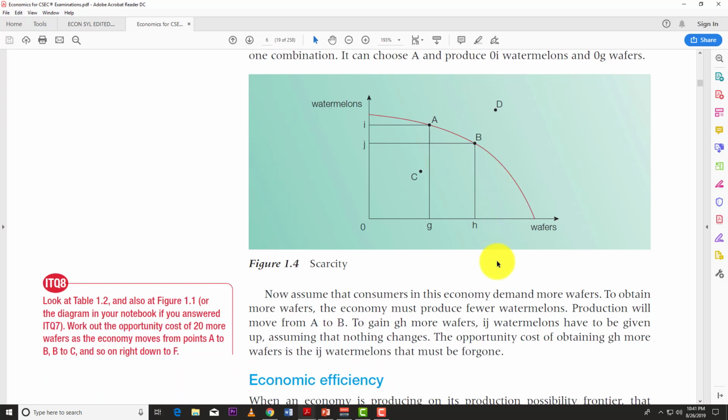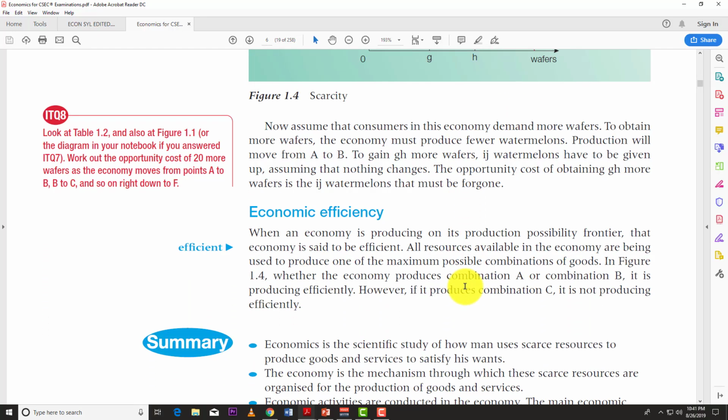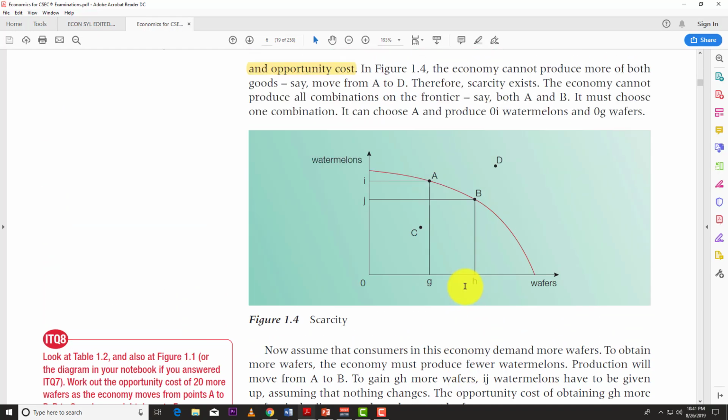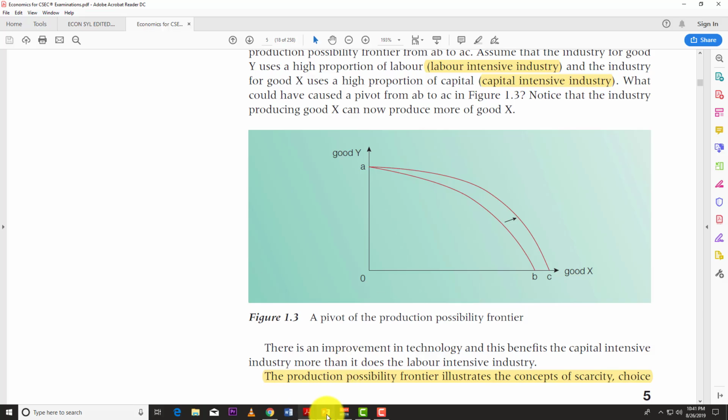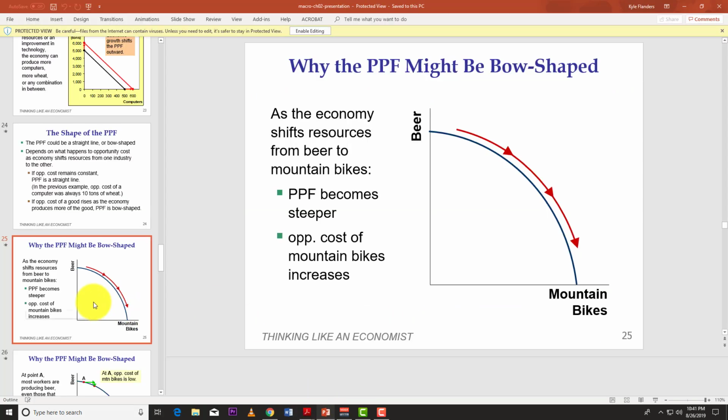Now what about choices? Same thing. You can either choose to produce here or choose to produce there. That's the choice. Anywhere along here, choice. You can have a combination or not. What about opportunity cost? Let me jump to the slide for the opportunity cost one so you can see it a little clearer.